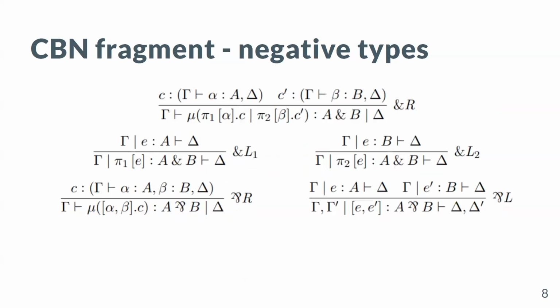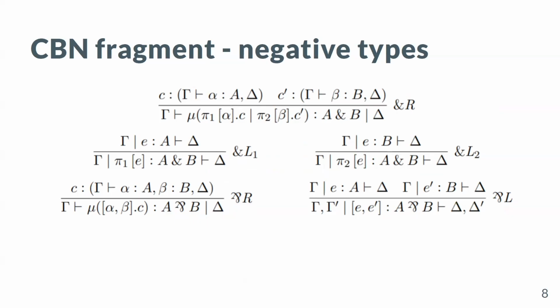For call by name, you have the dual thing. The introduction rules are now copatterns. They're the complicated thing. And the elimination rules are, say, the projections for the products and the par rules for the branching.